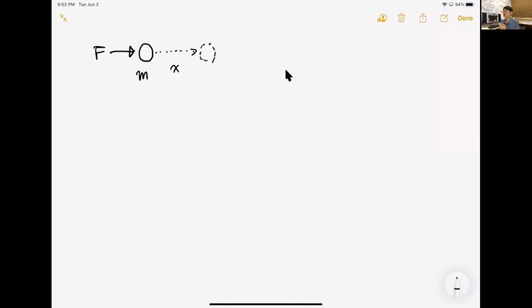Then what would be the energy or work? We know that it is F times delta X. Let's say this is delta X. And the power will be this work divided by time, F delta X over delta T, which equals F times V. So that's what we know as a translational system.